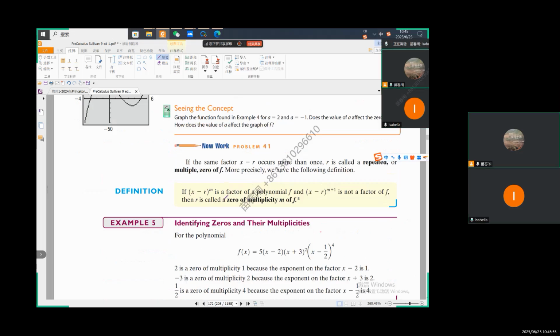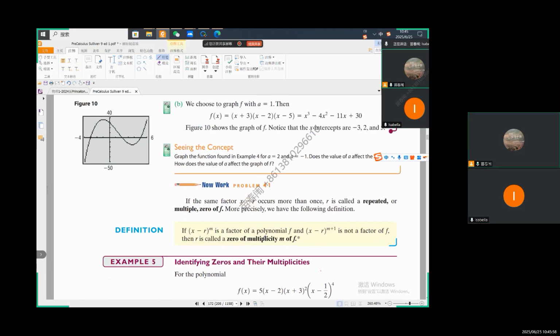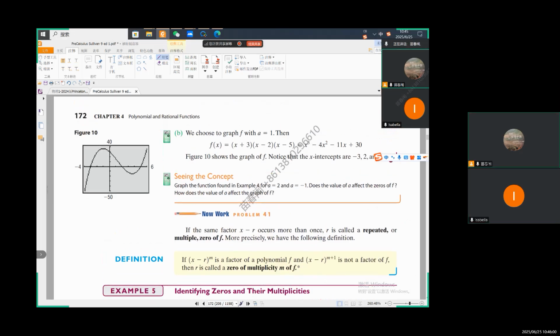How about zero? If you remember zero. So if x minus r to the m-th power is... no, I don't think so. Hang on, let me write that down.